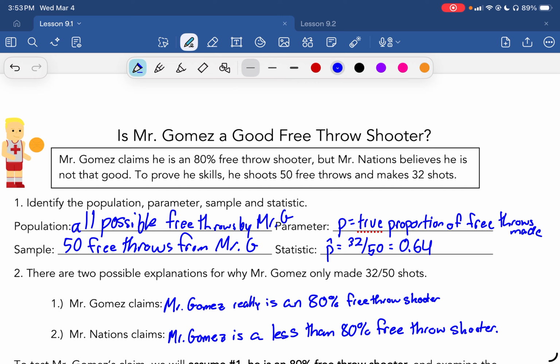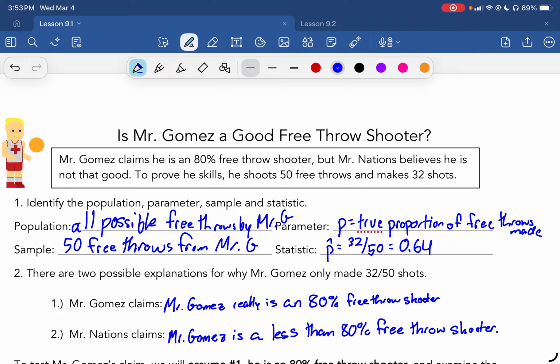Likewise, the parameter goes with our population. We're not going to know the true proportion of free throws made. We're going to generalize using our statistical skills, but that's why it's p equals the true proportion of free throws made. We don't know that value. Similarly, though, we do know the statistic. It's p hat equals 32 over 50, which is 0.64. We do know that value. The p hat is our sample.